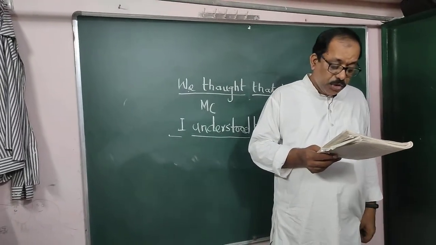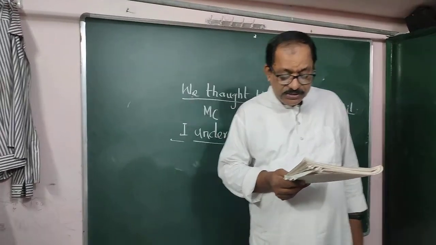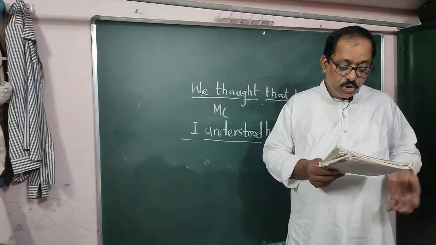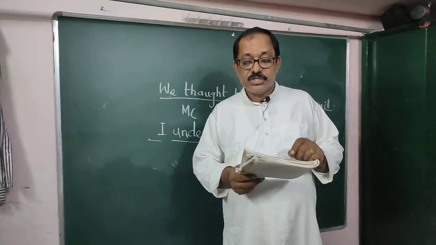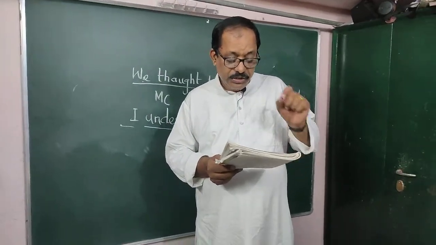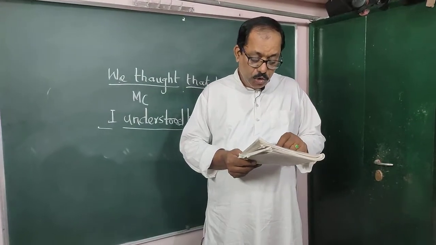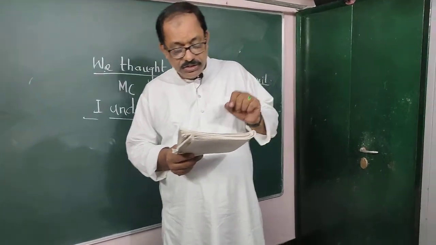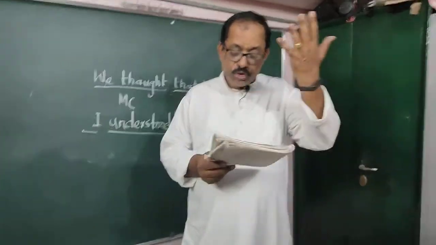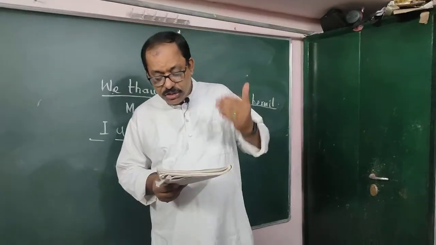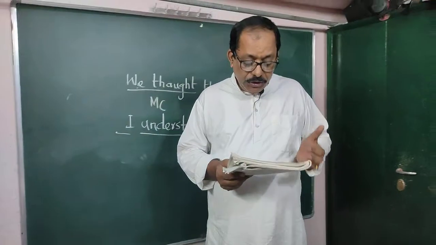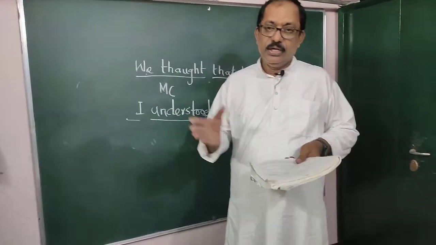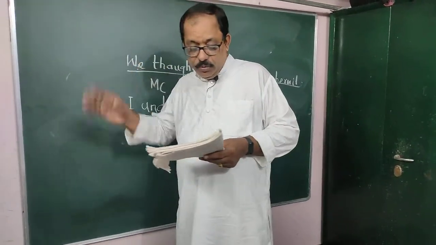Though he was born to poor parents, he rose to greatness. Though he was born to poor parents, subordinate clause. Subordinator is though. He, subject; was born to poor parents, predicate. He rose to greatness, main clause. He, subject; rose to greatness, predicate. We thought that he was a hermit. I have already done it on the blackboard.